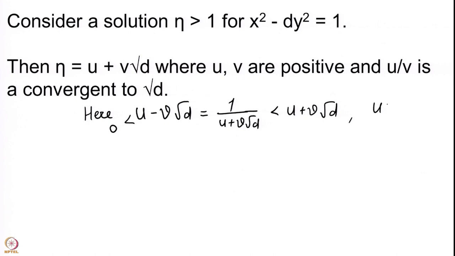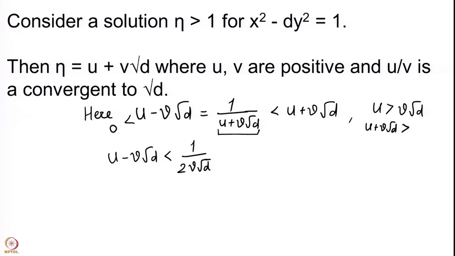So, that tells you that u has to be bigger than v root d, and putting that here, we get that u minus v root d has to be less than 1 upon 2 v root d. Since u is bigger than v root d, u plus v root d is bigger than 2 times v root d, and so the reciprocal is less than 1 upon 2 v root d.